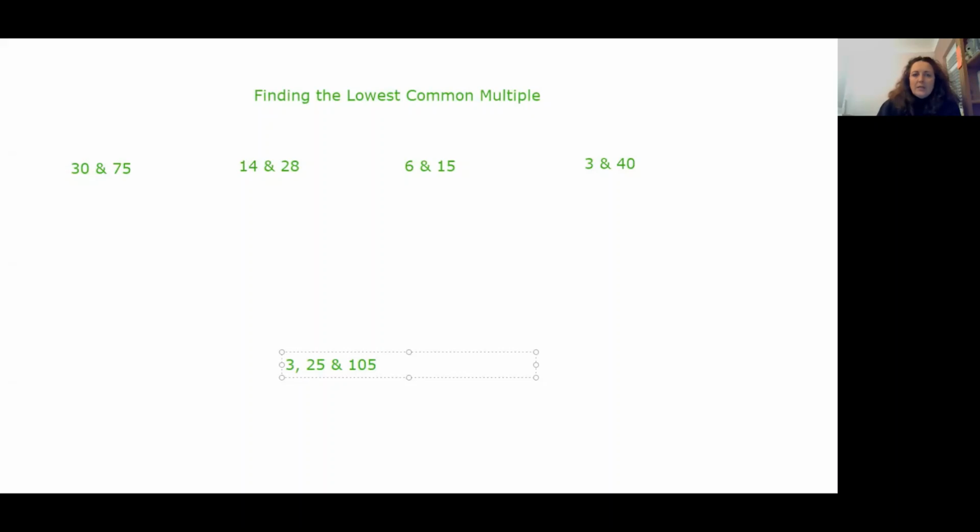Okay, when it comes to finding the lowest common multiple, you are trying to find the smallest number that both or all of the numbers will go into. So if we have a look first of all at 30 and 75, my recommendation is always going to be to focus on the largest number and go up that times table until you find a number that the smaller number will also go into.